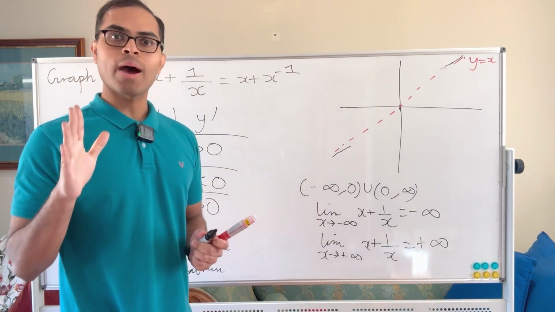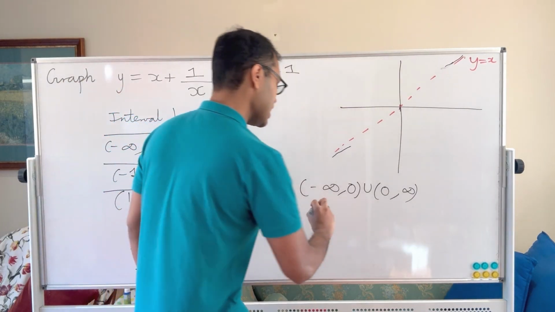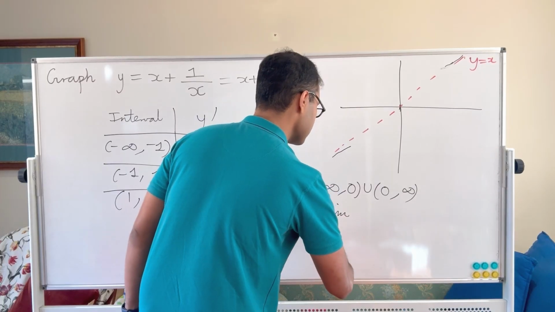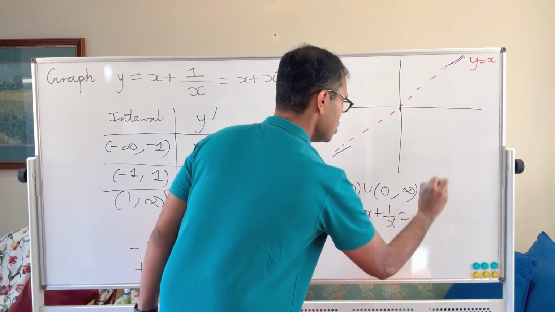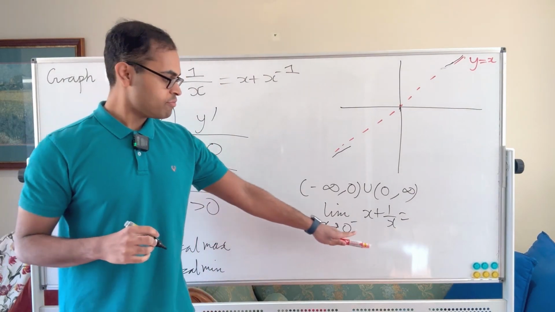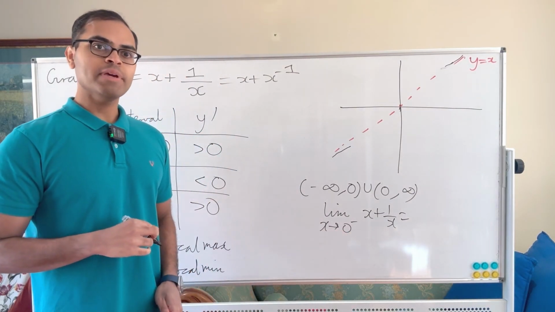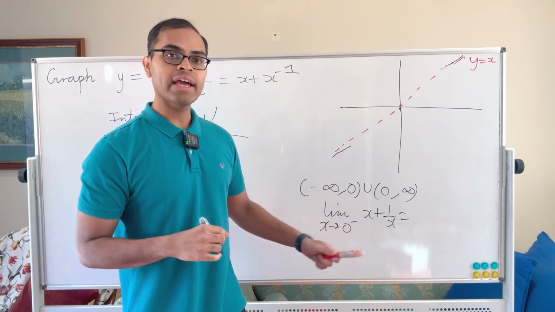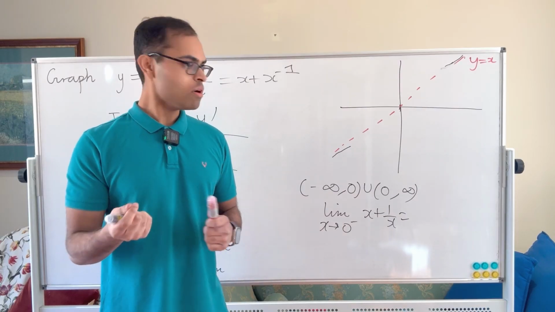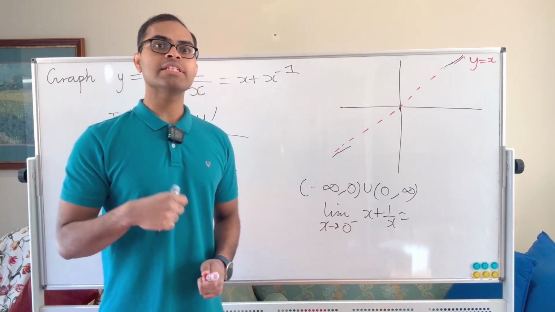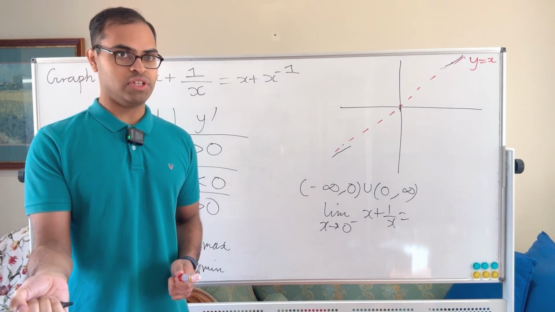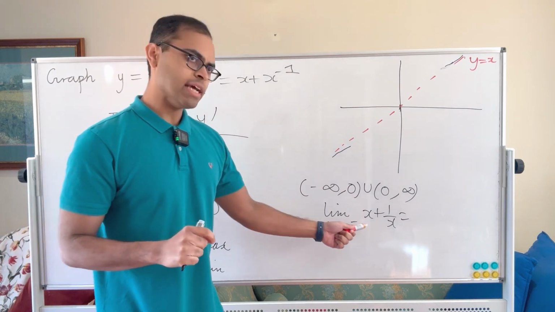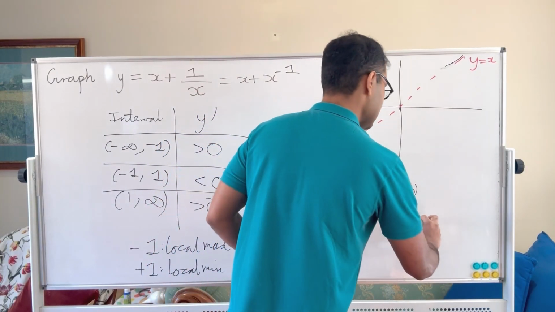Now let's figure out what happens at 0. As x approaches 0, we're going to look at the limit as x goes to 0 from the left and from the right of x plus 1 over x. So as x approaches 0 from the left, I've put a negative sign there, x plus 1 over x is going to approach negative infinity, because 1 over x is 1 over a number that's negative but very close to 0. x is approaching 0, so the whole thing is going to be negative infinity.